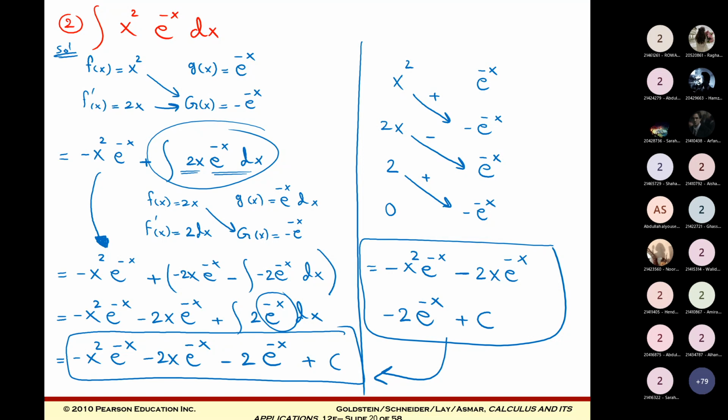So we can use either way to find this integral. Any question?